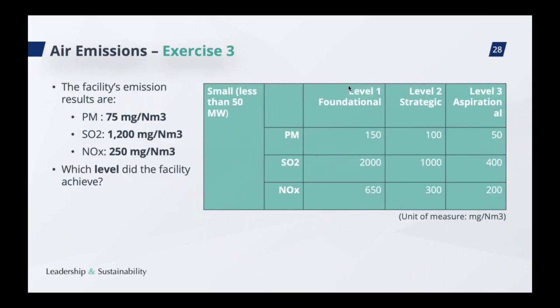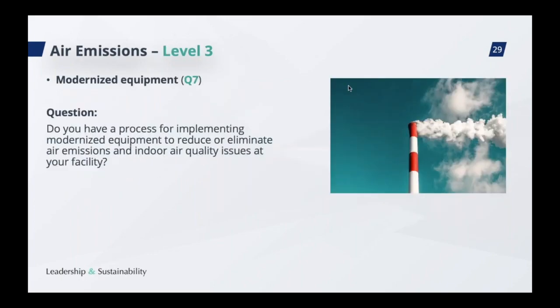So according to this, which level did your facility achieve? You get this table from the How to Higg guide. So the result is level 1 because sulfur dioxide only achieved level 1, even though both PM and NOx reach level 2. So let's continue with level 3 and the last question, number 7.